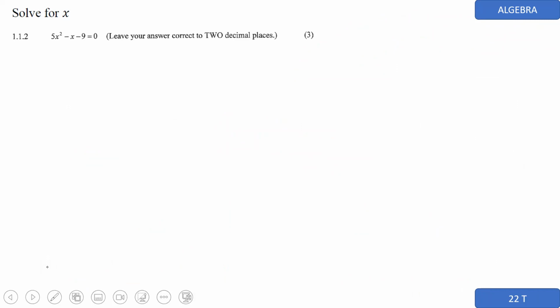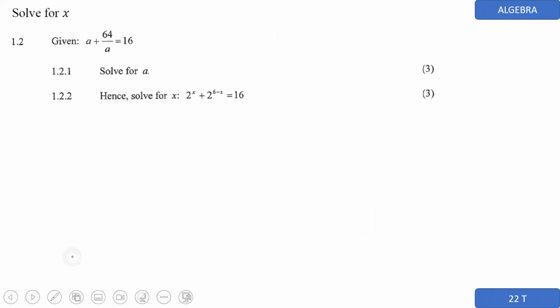5x squared minus x minus 9 is equal to 0. Leave your answer to 2 decimals. Whenever they say 2 decimals, you're going to use your quad formula. x is equal to minus b plus or minus the square root of b squared minus 4ac, all over 2a. And I'm going to skip there.